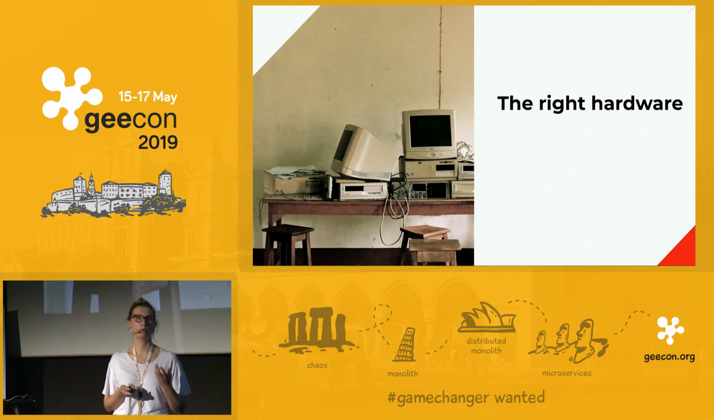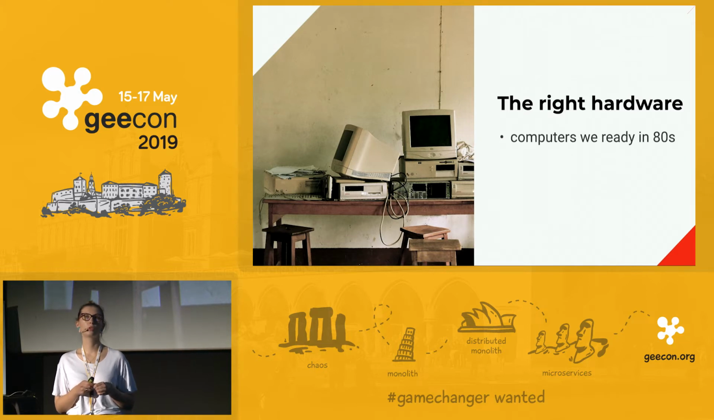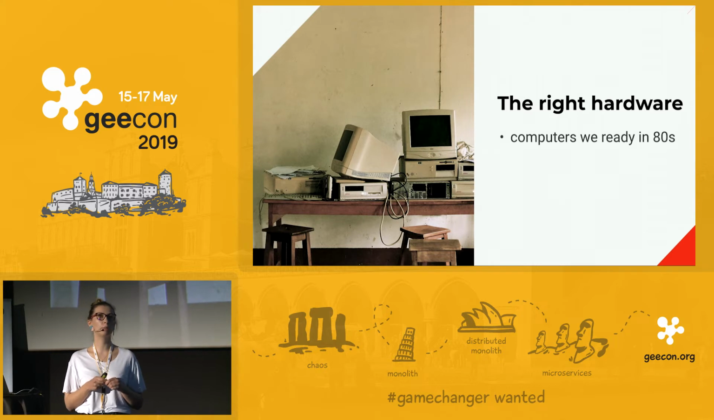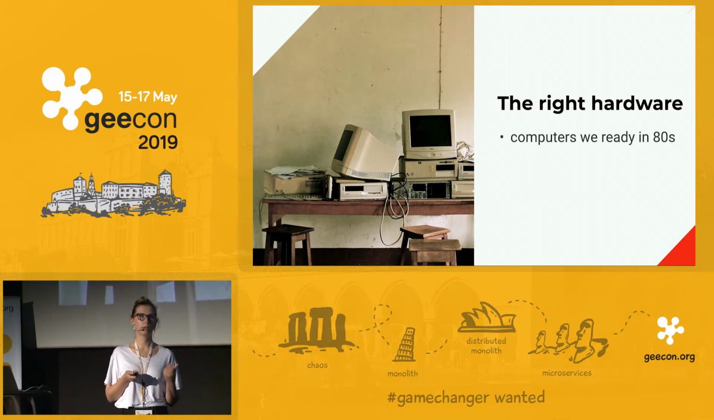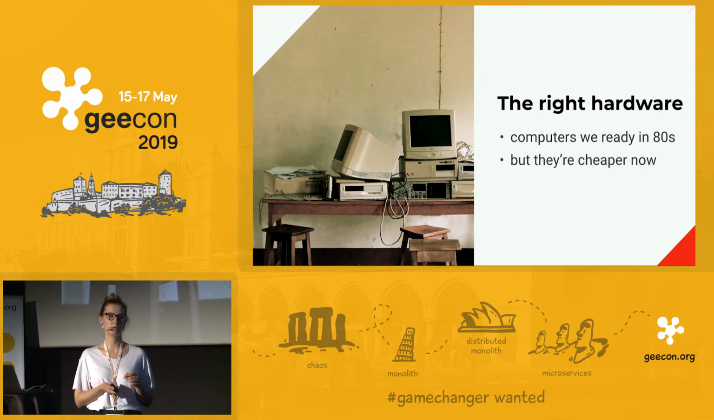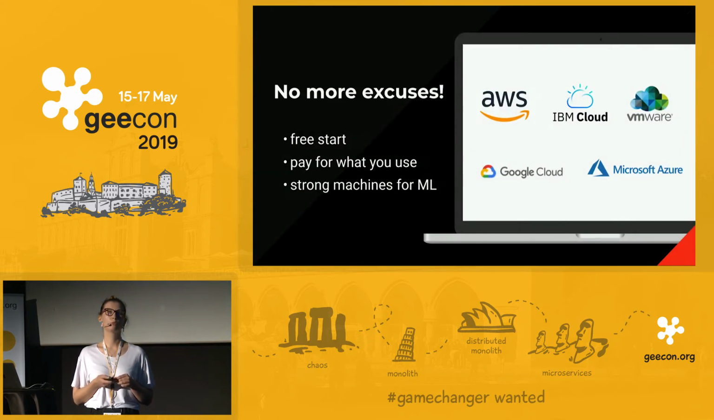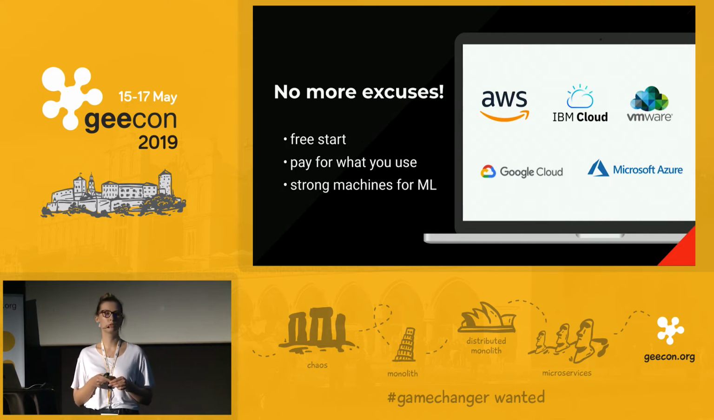We have the right hardware, but to be honest, computers were ready in the 80s, and some algorithms were ready a long time ago, but we weren't ready as customers, as users. So we didn't need image recognition and visual search. Computers are way cheaper than they used to be, and we have the cloud. So no more excuses. There's a bunch of cloud services that you can use.